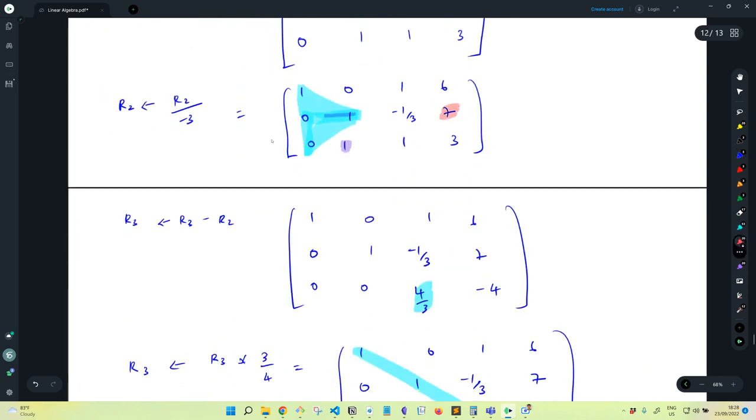Here is the mistake. I should have done minus 1 by 3. Are you able to spot this? When I multiply R2 with a scalar, minus 1 by 3, I should multiply 7 also with minus 1 by 3. I did not do this. That is why the answer is inconsistent. Now, is it okay to all? Are you able to understand where I committed a mistake? Okay.